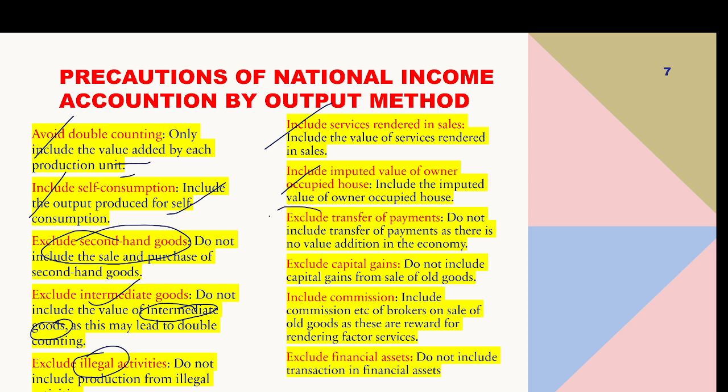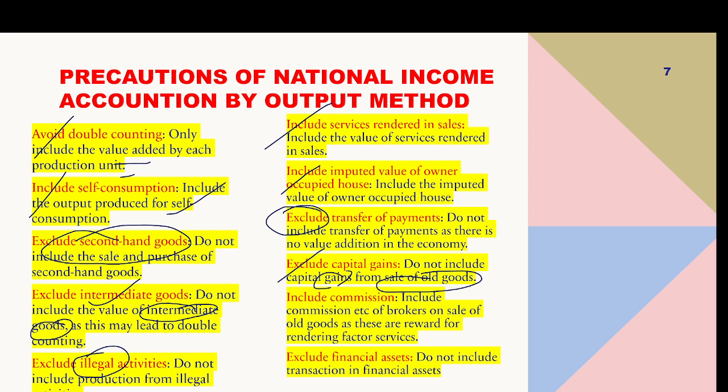Exclude the transfer payment. You are not to use the transfer payment. Transfer payment is a reward, award; they are not a part of national income. First of all, listen, this question comes in the examination every time. The prize money received through an award or reward is not a part of national income accounting. Now next, exclude the capital gains. Capital gains should not be added. Capital gains from sale of old goods should not be part of national income. Sale of old goods, don't include this.